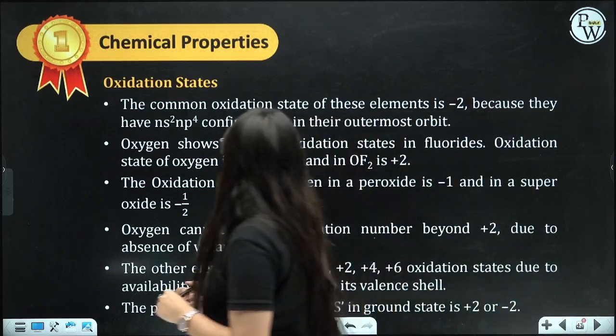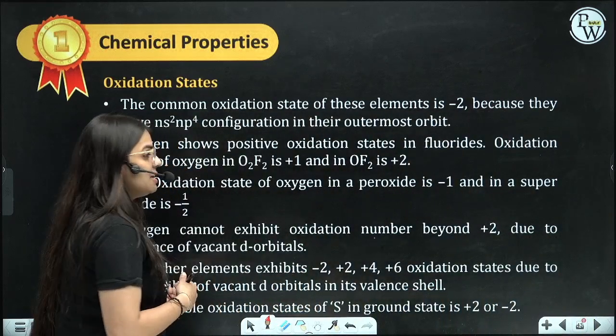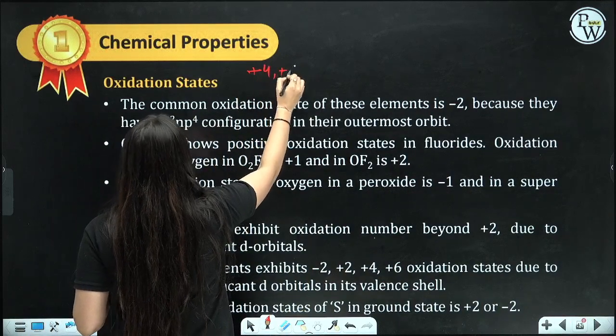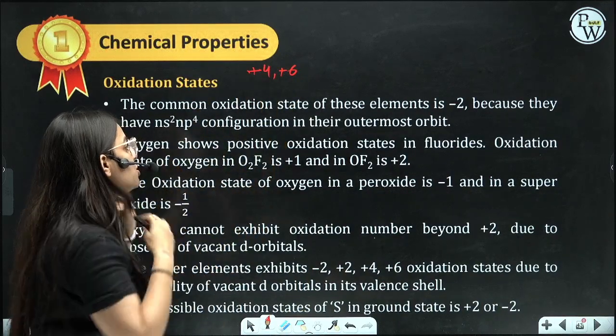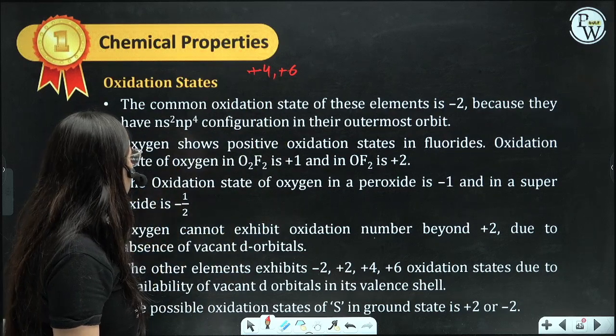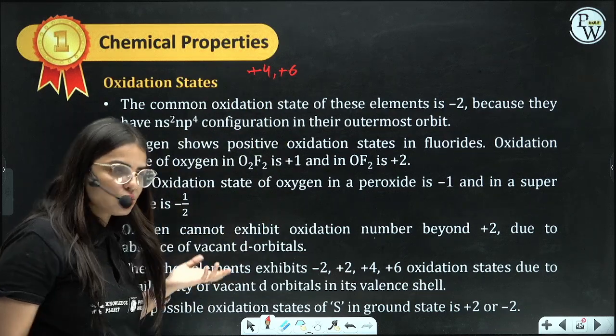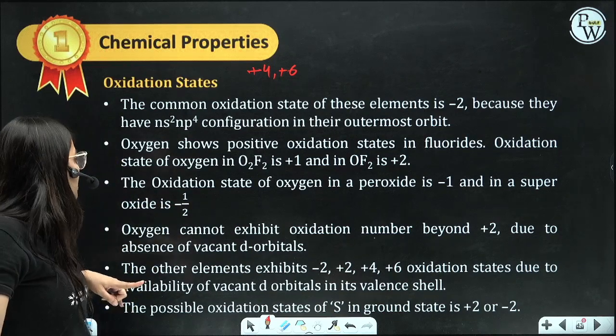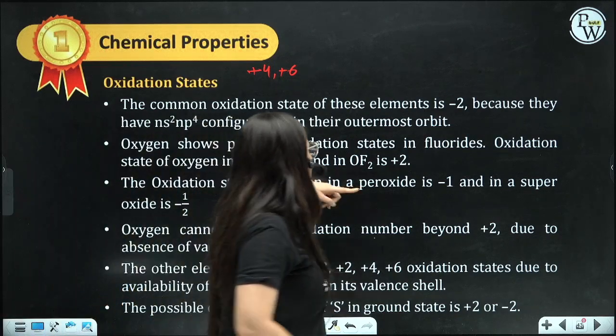Oxidation state, what I'll talk about over here. See, here they exhibit +4 and +6 oxidation states in general. The common oxidation state of these elements is -2 because they have the ns2 np4 configuration. They can have -2 as well. Oxygen shows positive oxidation states in the case of fluorides, for example O2F2 and OF2. You can calculate.